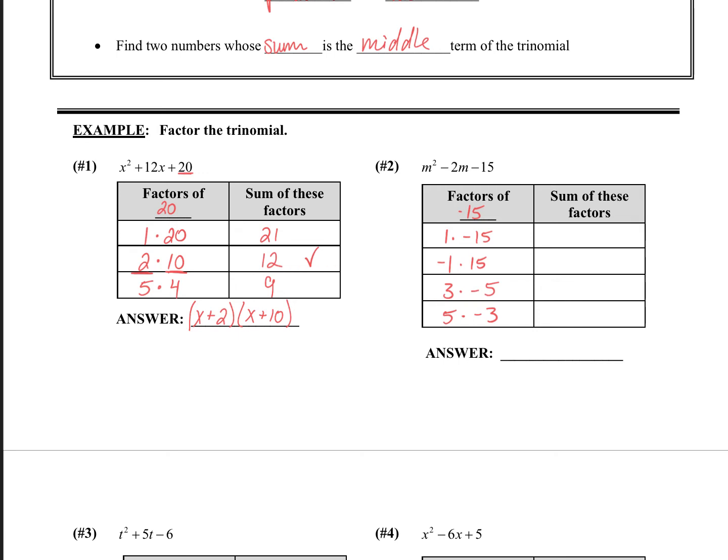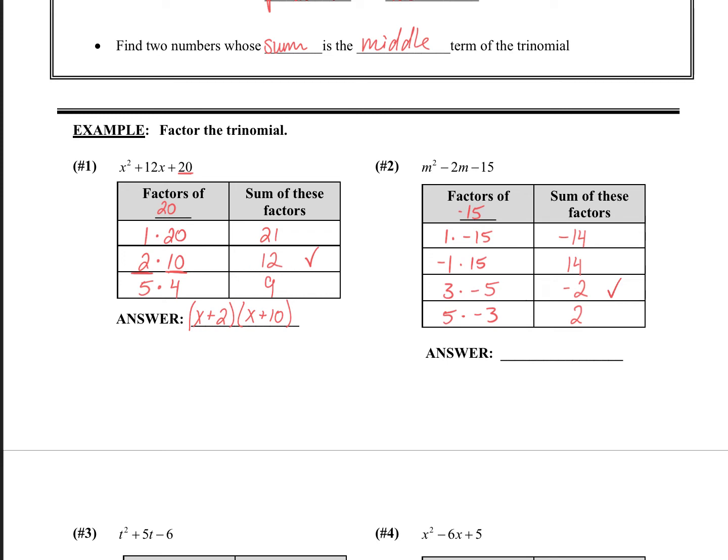All right, and now we're going to find the sum of these factors. So we're just adding the two factors together. 1 plus negative 15 is negative 14. Negative 1 plus 15 is positive 14. And then we have 3 plus negative 5, which is negative 2. And then 5 plus negative 3 is positive 2. Okay, and so we look at our middle term, which is negative 2. So the sum of the factors that equal the middle term is what we're looking for. So that would be that one right there.